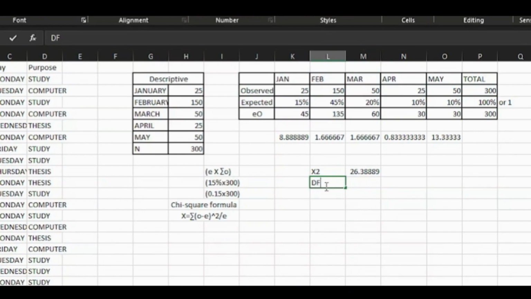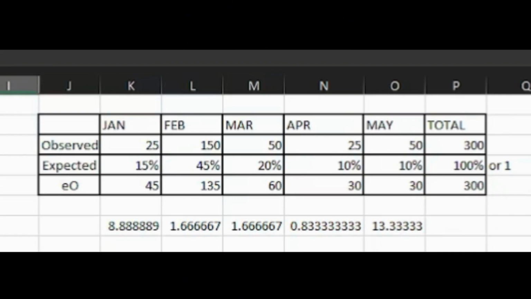What do we do then? First, type your chi-square result. Second, identify the degrees of freedom, which follows the formula of column minus 1, since it is what we only have here. In this case, we have 5 minus 1 equals 4.